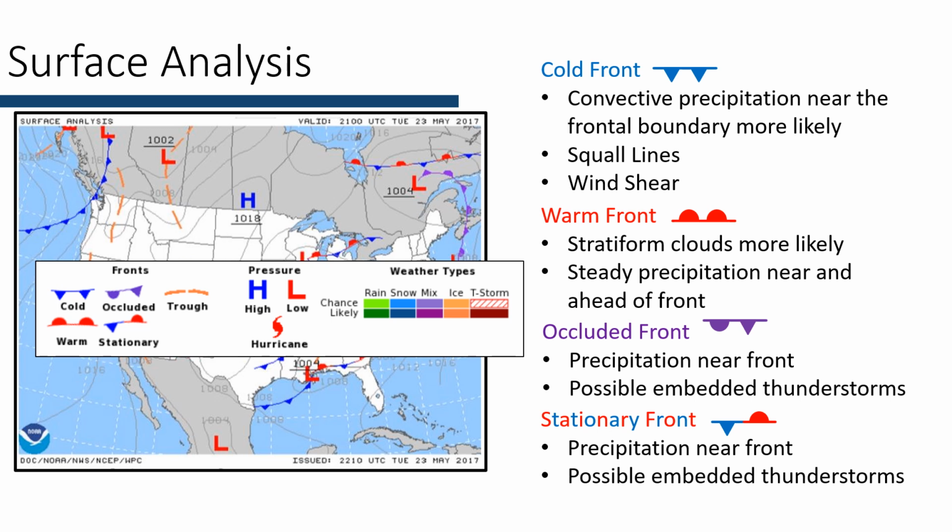Occluded fronts are denoted by purple alternating half circle and triangle shapes. Occluded fronts are typically associated with precipitation and possible embedded thunderstorms. Finally, stationary fronts are denoted by alternating blue triangles and red half circles. Stationary fronts are often associated with precipitation near the frontal boundary.